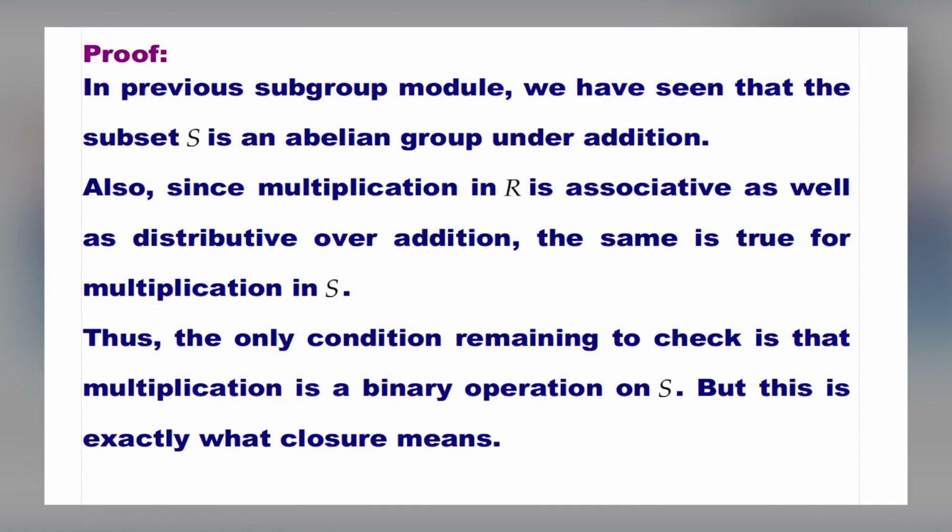Proof: in the previous subgroup module, we have seen that the subset S is an abelian group under addition. Also, since multiplication in R is associative as well as distributive over addition, the same is true for multiplication in S. Thus, the only condition remaining to check is that multiplication is a binary operation on S. But this is exactly what closure means.